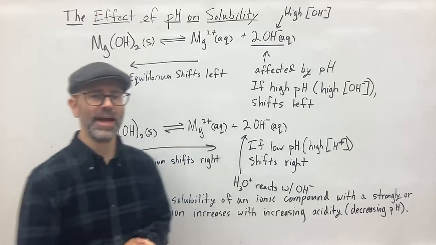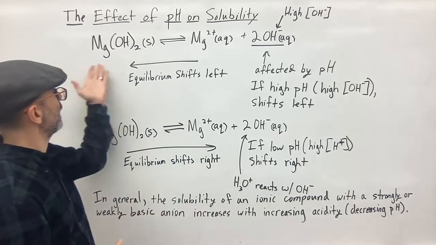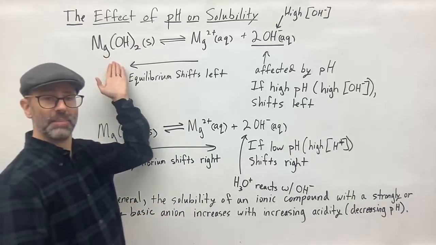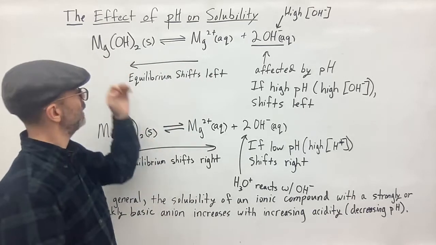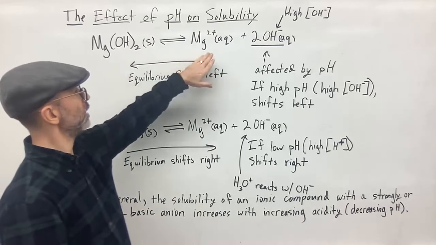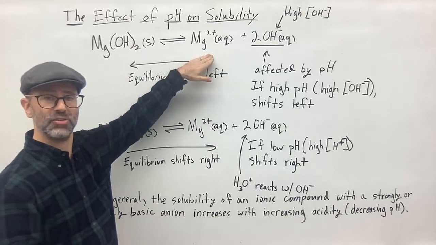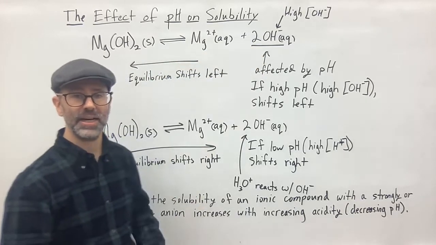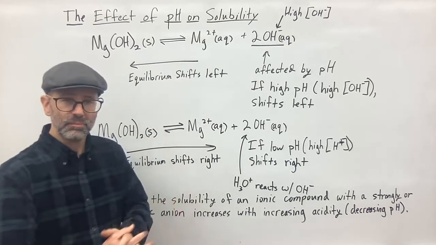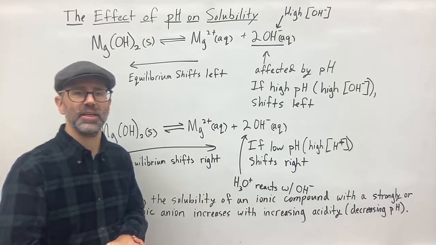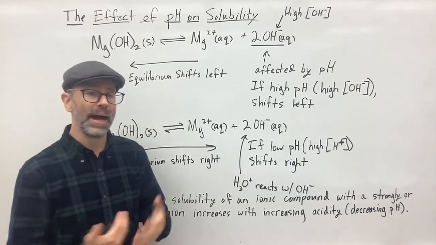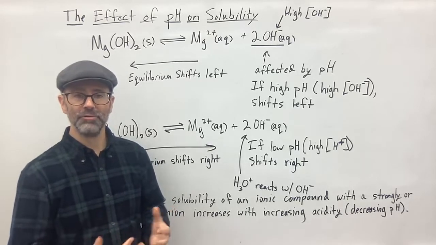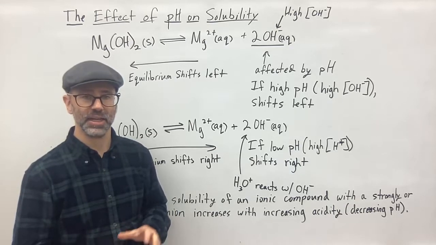So here I have an example of an ionic compound that's dissolving in water. Here I have magnesium hydroxide. It's a solid dissolving in water to produce magnesium ions and hydroxide ions. So will the pH affect the solubility of this? Yes, indeed. And again, we go back to the common ion effect and Le Chatelier's principle.